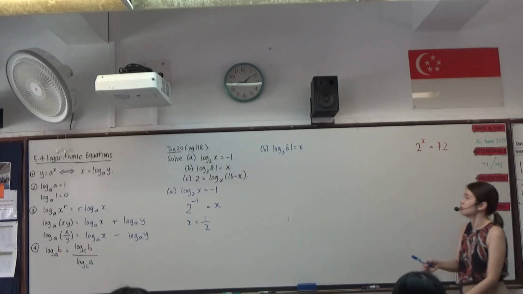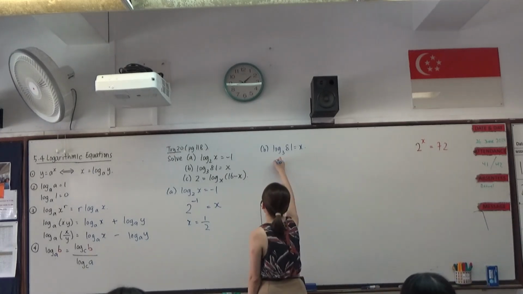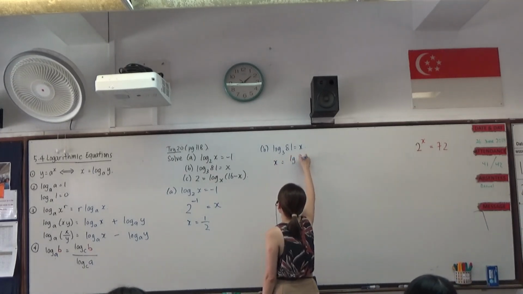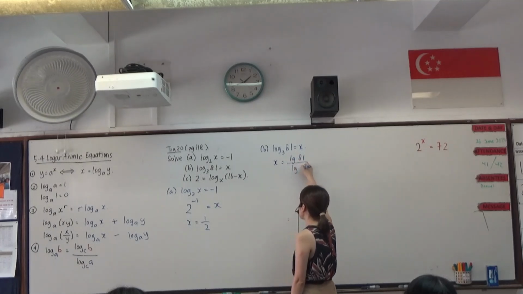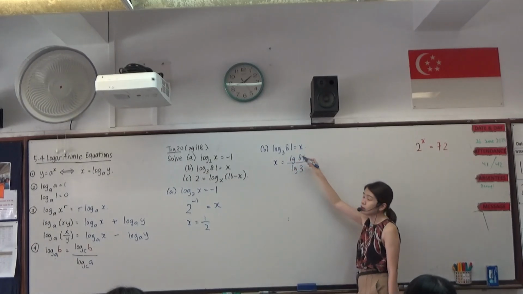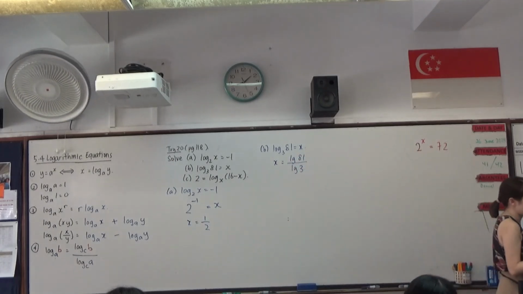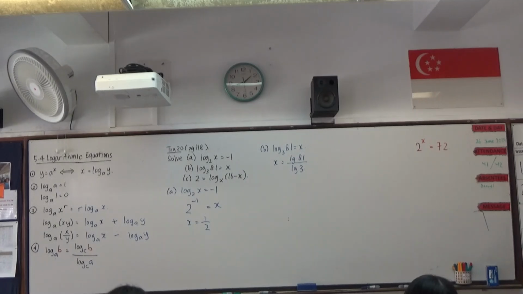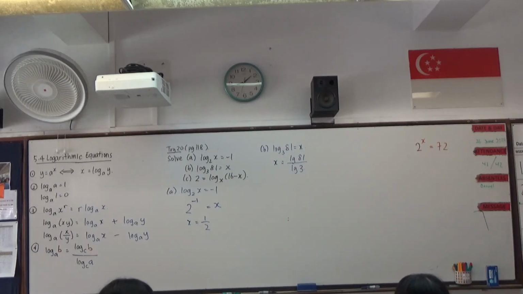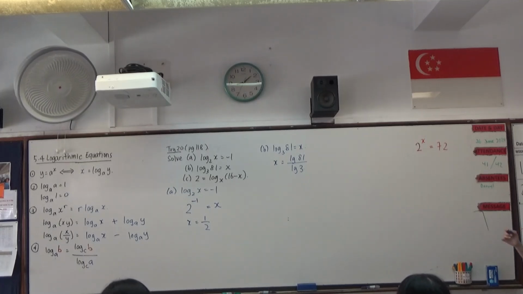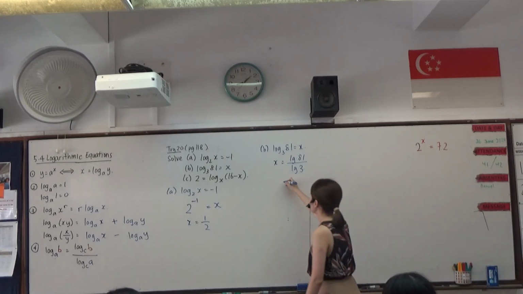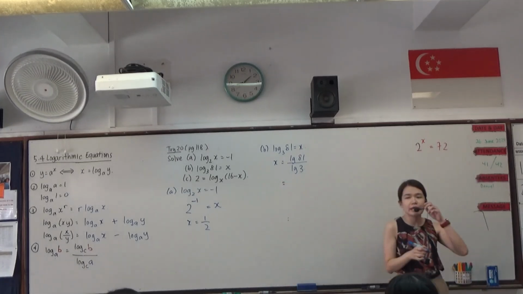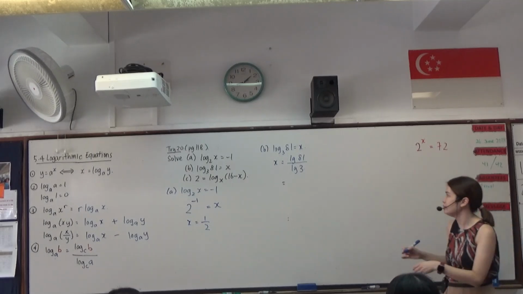One option is to press your calculator directly. How do you do that? Change it into a base of 10. I'm just writing this for us to know how to key into a calculator. Otherwise, you need not write down log 81 over log 3. You just have to press your calculator and you tell me what's the answer. What do you get? 4.